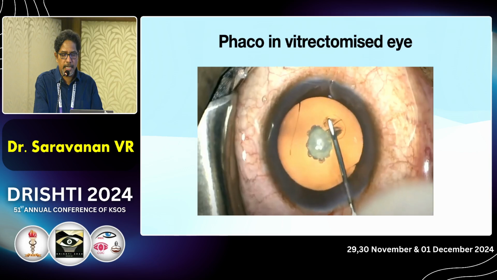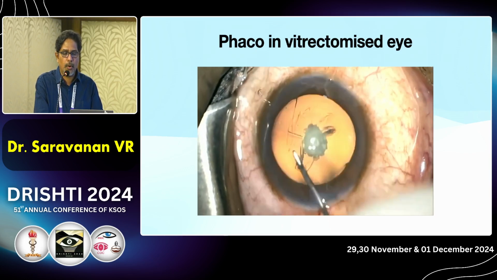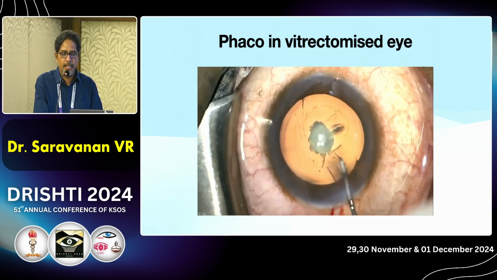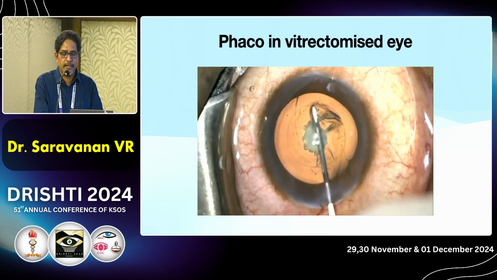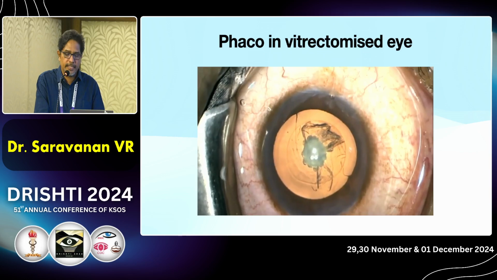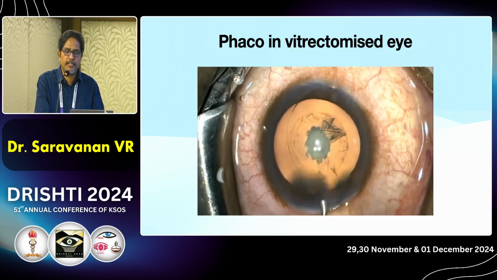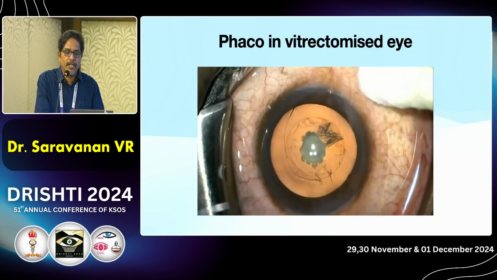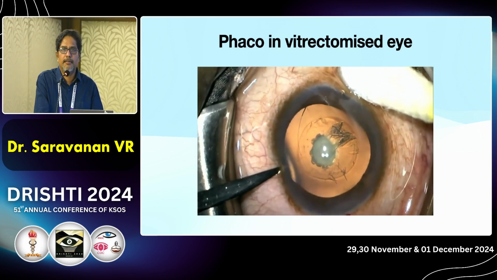So one last slide: suppose you are a cataract surgeon who is operating on an already vitrectomized eye. Always consider this as a PPC case. Even though the VR surgeon may not tell you that he had a lens touch intraoperatively, always assume that there was a lens touch and the PC is weak.